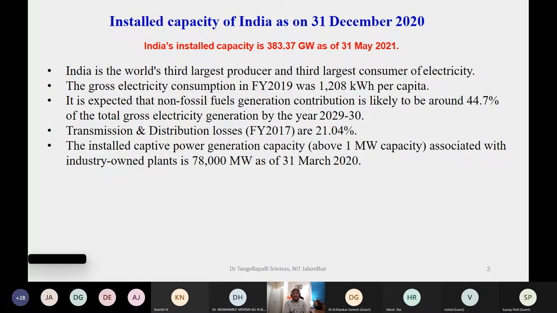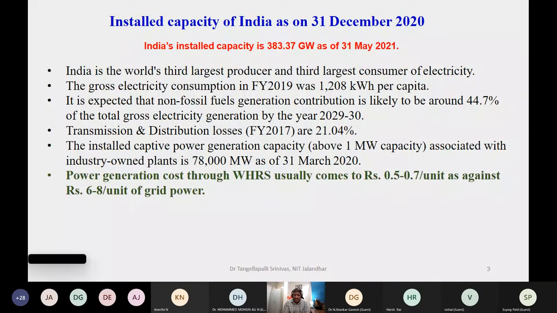So in future, there is more chance to recover heat, especially industrial waste heat. I am saying there is more possibility of generation of electricity, especially at the gigawatt level. The gigawatt level is possible. That's why there is more potential to tap this.